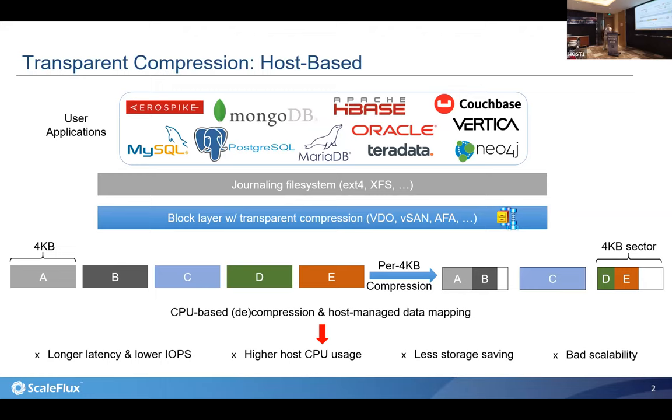So generally, the four drawbacks of host-based transparent compression are listed below. Usually, it has longer latency and lower throughput because the compression is handled by the CPU, and of course, it will consume more CPU resource. And it has less storage saving because there are many holes in the physical storage space, and the scalability is not that good because the compression and decompression bandwidth cannot scale very well with the number of CPU cores. We know that many CPU cores have independent L1 and L2 cache, but they share L3 and DRAM. So the compression bandwidth cannot scale very well.